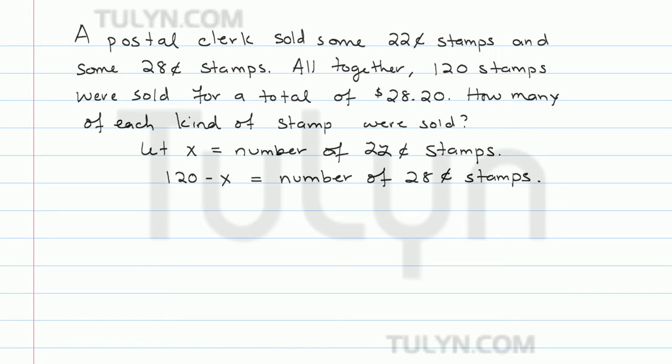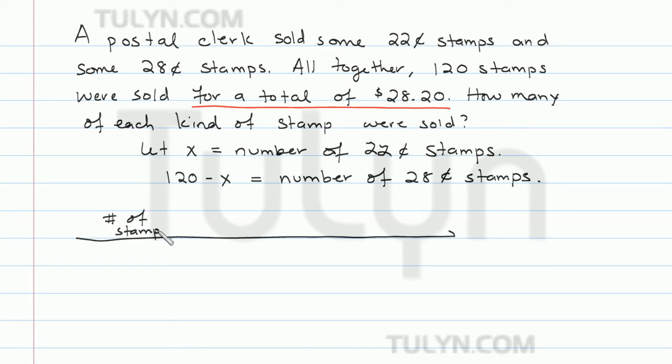So now, what we can do is construct a grid. We know that the value of all the stamps was $28.20, so we can find the value of each of the number of stamps. We can make a table, if you so choose, where we talk about the number of stamps, the value of each stamp, and the total value in cents.